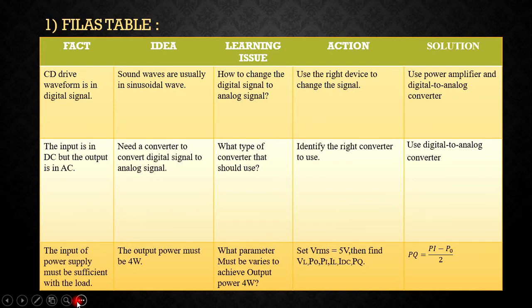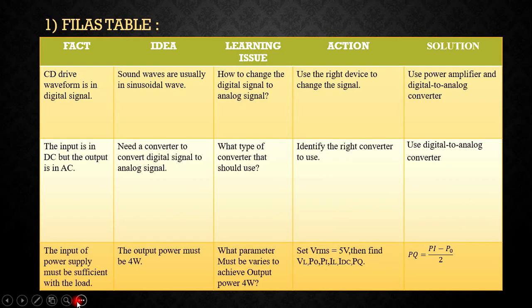The third fact is the input of the power supply must be sufficient for the load. The idea from that, the output power must be 4 watt from the question we get. The learning issue from that is what parameter must be varied to achieve the output power of 4 watt. Our action is to set the VRMS to 5 volt, then find the VL, PO, PI, IL, IDC, and PQ.